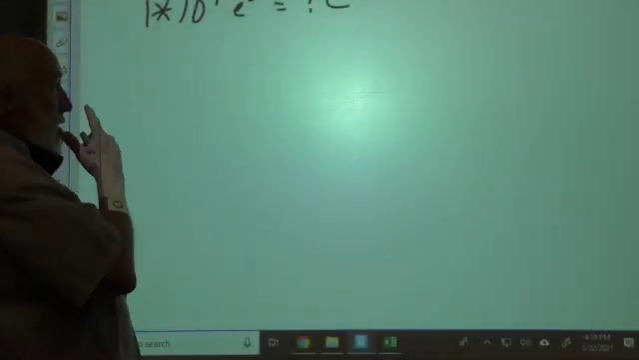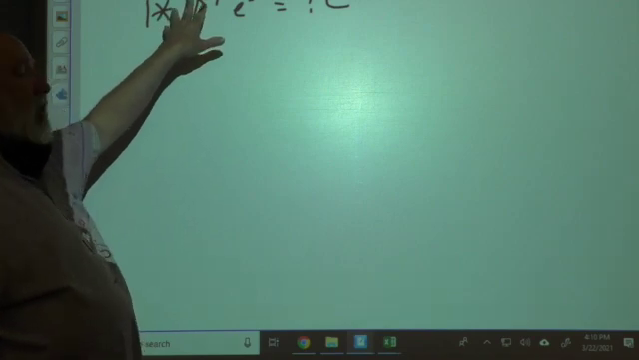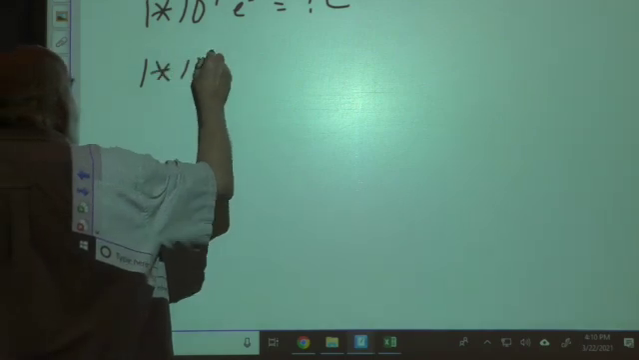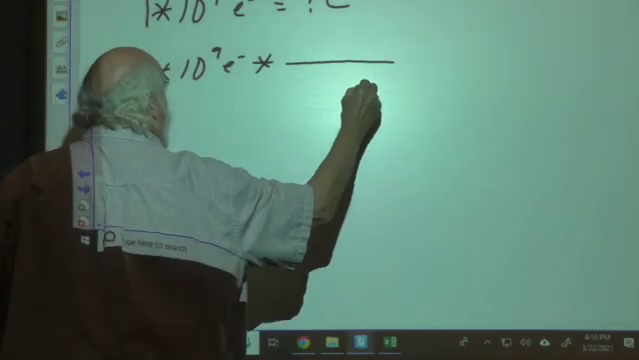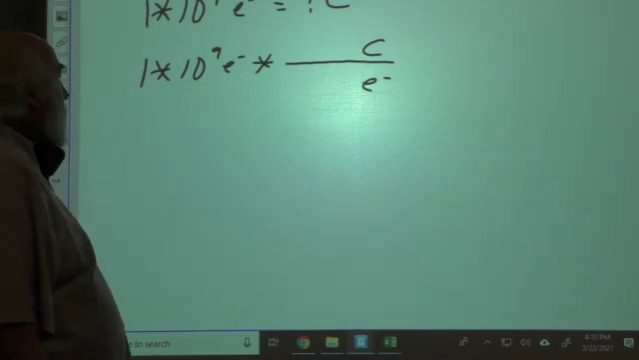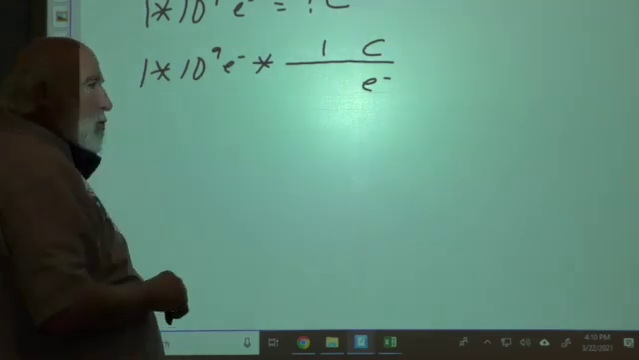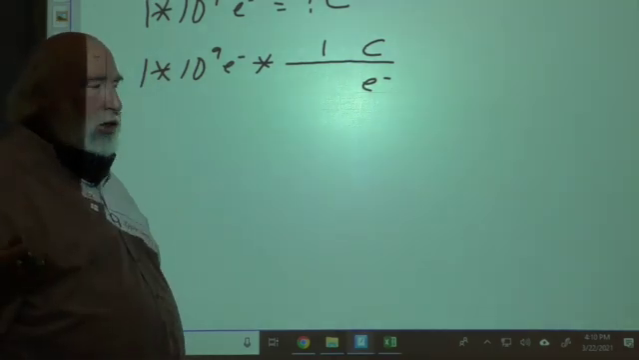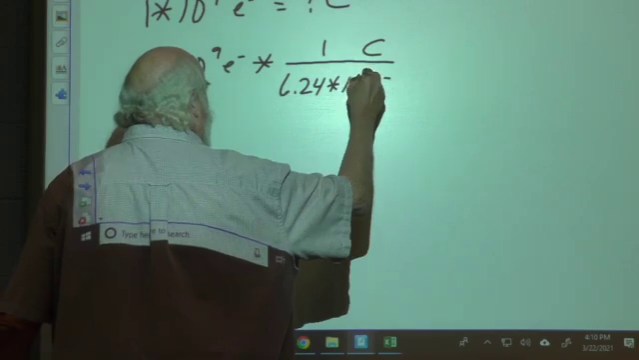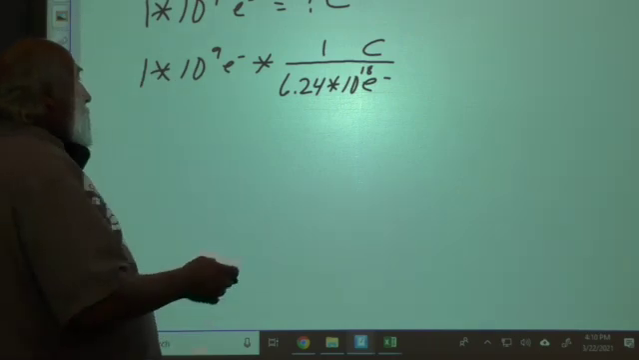The first example we have on the script is: how many coulombs is a billion electrons? Well, a billion is 1 times 10 to the 9th. This is just a simple conversion problem. 1 times 10 to the 9th electrons times a fraction line, and we want to change electrons to coulombs. Now we're going to put 1 coulomb here, and the definition of a coulomb that I have on the script, and that she talked about, was 6.24 times 10 to the 18th electrons. Now, because they are electrons, we can make that negative.